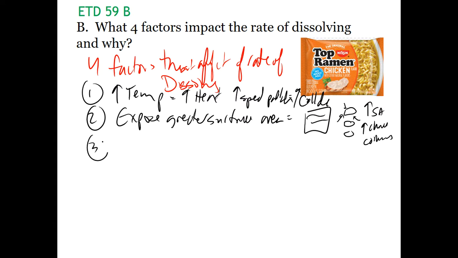Third part, of course, is you could increase your stirring. If you stir, you're basically allowing it to increase the number of times it can collide with the solution that's there. That'll help it go into solution faster.